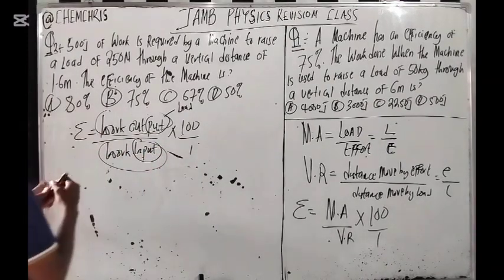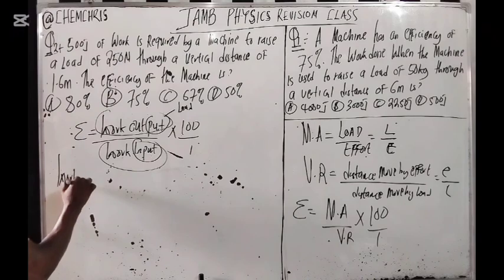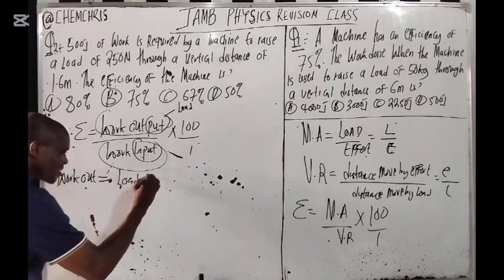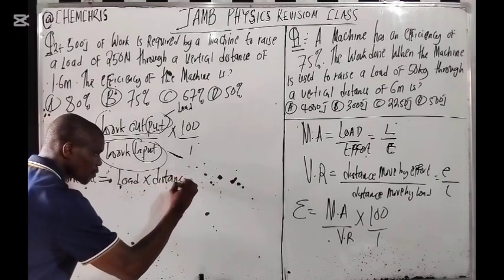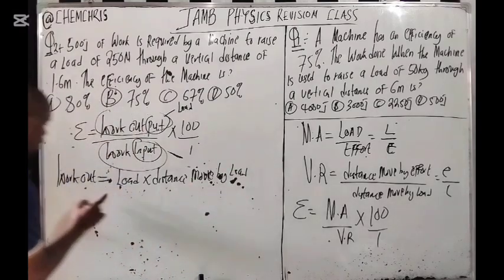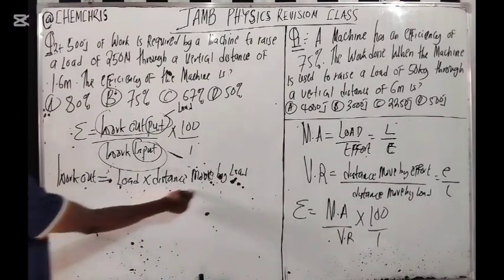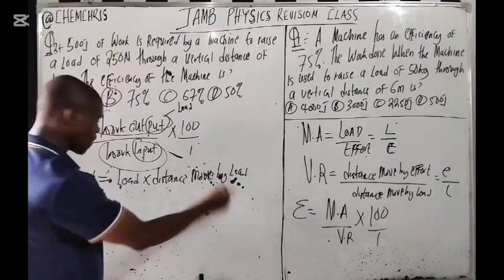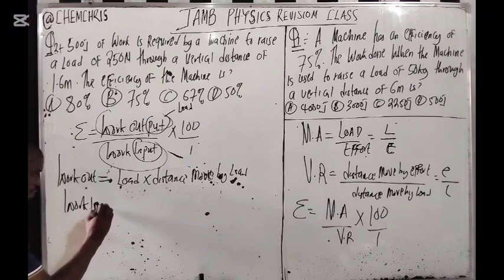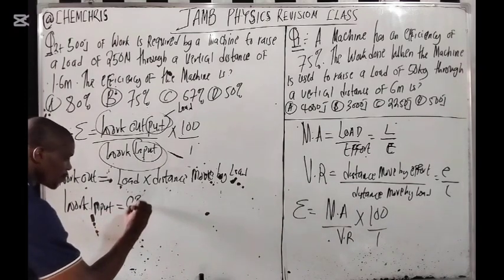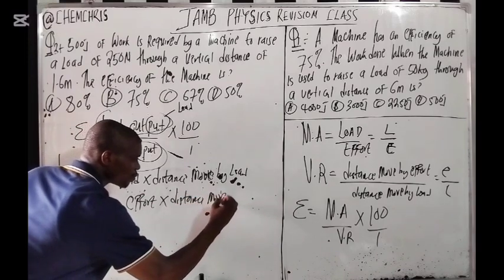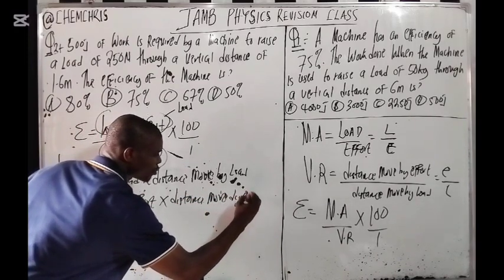So now look at something here. Work output is equal to load times distance moved by the load. Very important here. Then work input is equal to effort times distance moved by the effort.